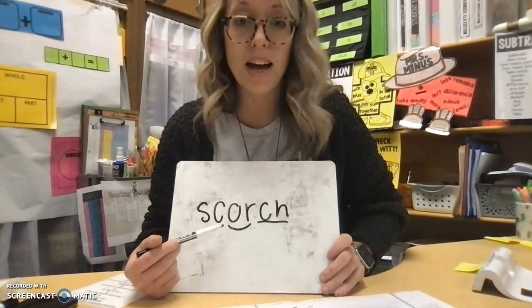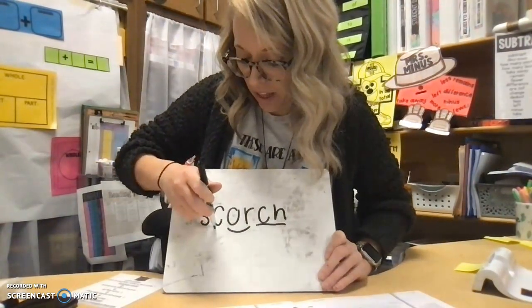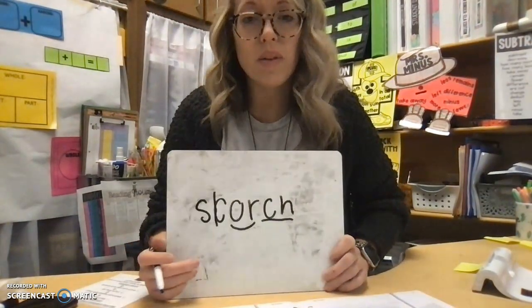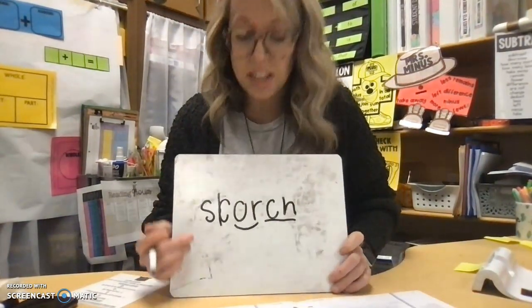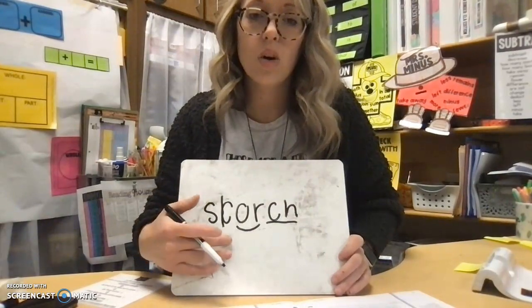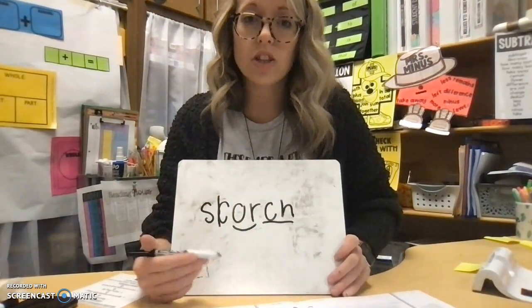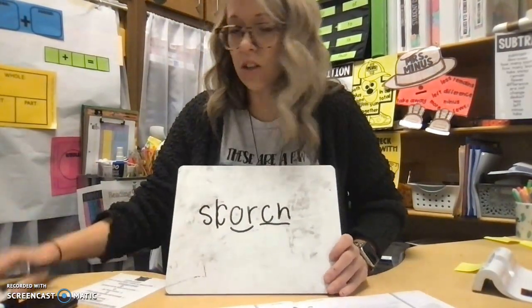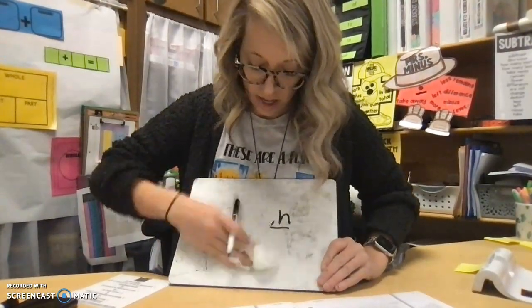Yeah, I have an O behind it. So this C is going to make the K sound. It's going to make a K. So I'm going to code it with a K back. Now, let's sound it out together. Ready? Sk, orch, scorch. Scorch, like you scorched your toast. Awesome. Let's go ahead and erase.